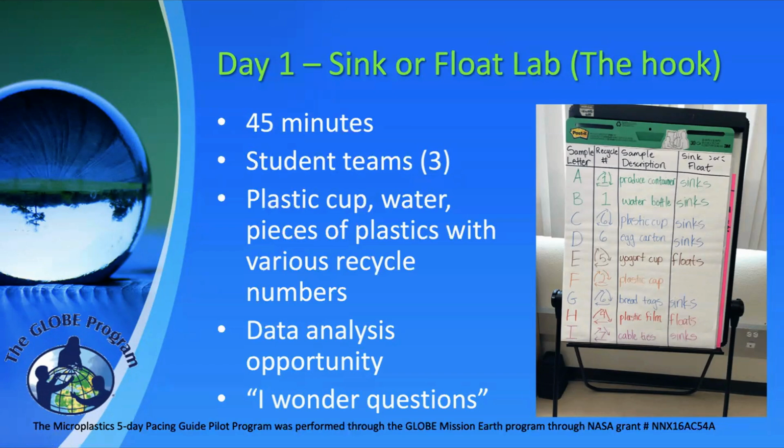So the idea is that you have small teams, and each team has a cup of water. It can be just regular tap water, or it could be the surface water that you're going to be testing microplastics in. And basically you give them a number of samples of plastics, and each sample of plastic has a different type of recycle number on it. And there's a protocol in which they take the plastic sample with tweezers, and they put it about 2 centimeters underneath the surface of the water, and they make a determination.